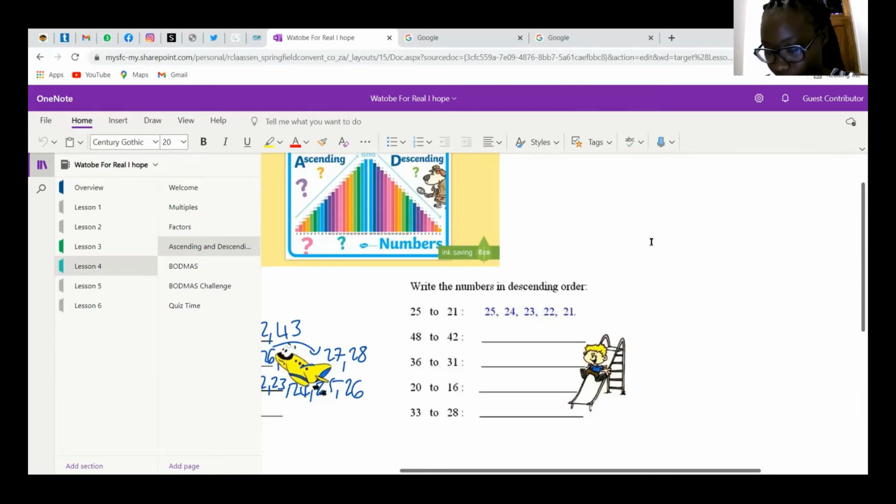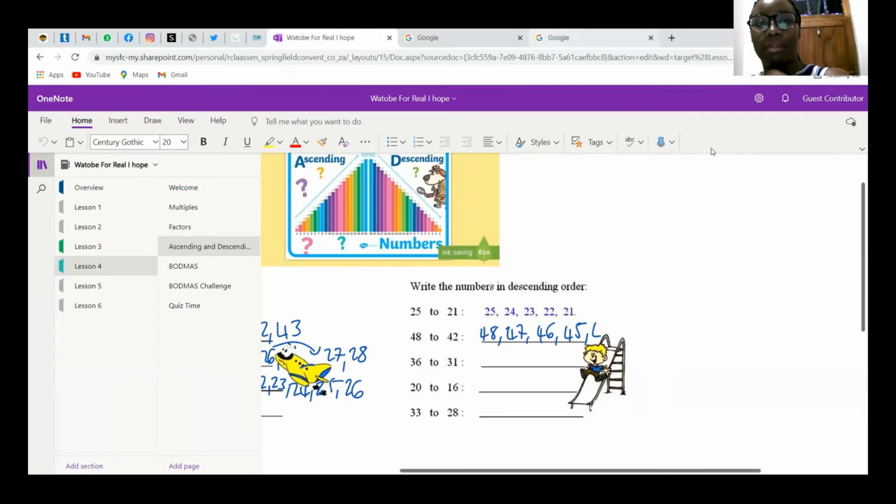48, 47, 46, 45, 44, 43, 42. Excellent. Well done, because descending means we're going down. So we're going to start from the biggest number and go down to the smallest number. And it's not that difficult.